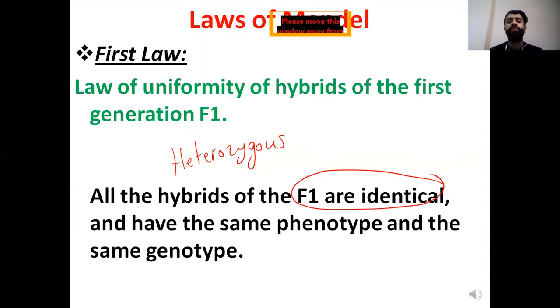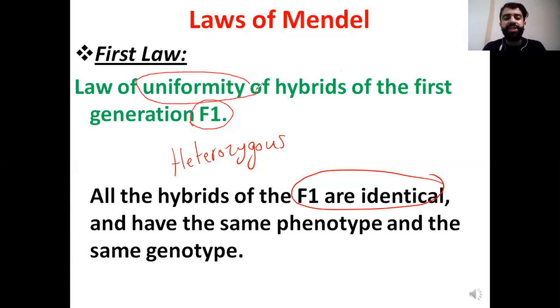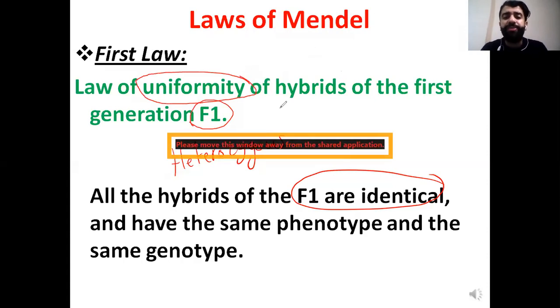The first law is the law of uniformity of the hybrids of the first generation. What is the meaning of uniformity? Uniformity means that in the first generation, all the F1 are uniform. What does this mean? This means that all of them are the same, all of them are identical, meaning that all of them have the same phenotype as well as the same genotype.